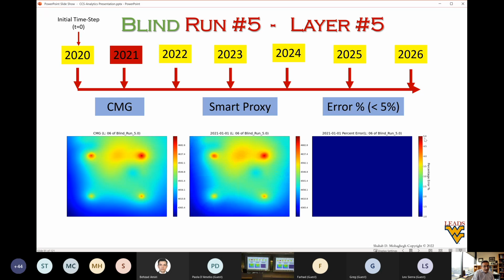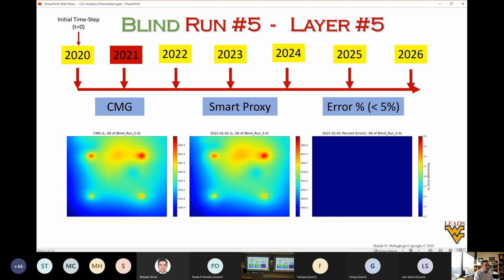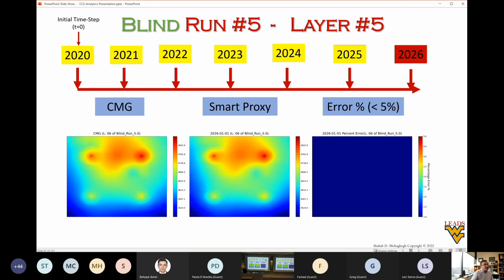The maximum is 5%, so it's from 1 to 5%. Any color that goes here goes up to 5%. As you can see, this is almost less than 1% error for 2021 in run 5 of layer 5. The next one is 2022, 2024. I'm going to go back again so you can see quickly, this is run 5, layer 5.